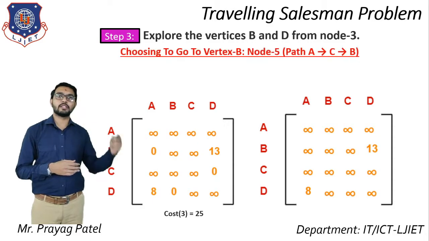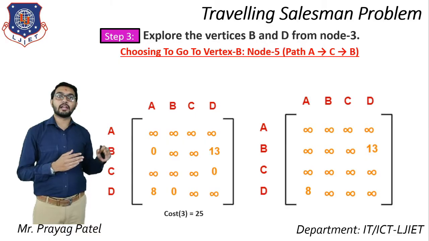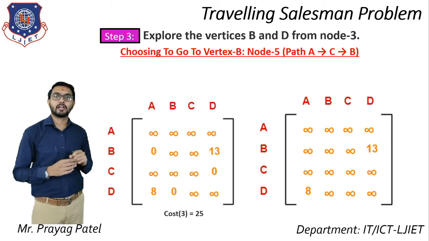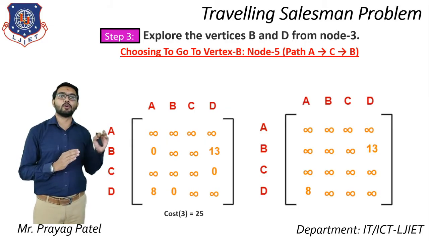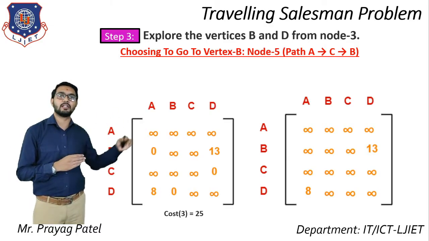Then which node is remaining? Here consider A and C as visited. Then consider the nodes B and D. So our next step, step number 3, is to explore the vertices B and D from node 3. Here choose node B first, then consider node C.